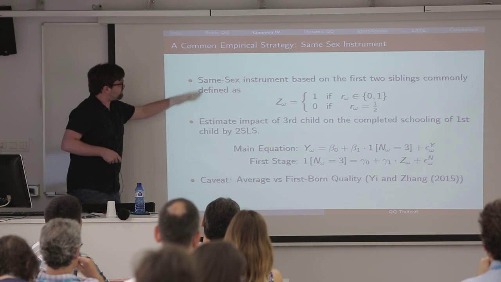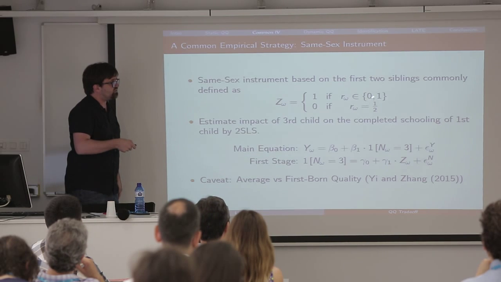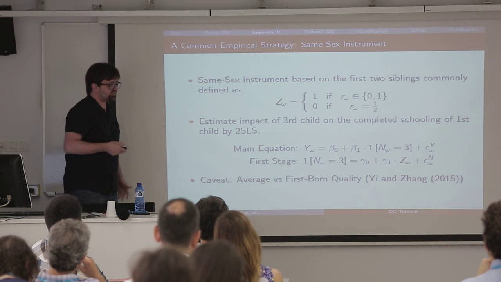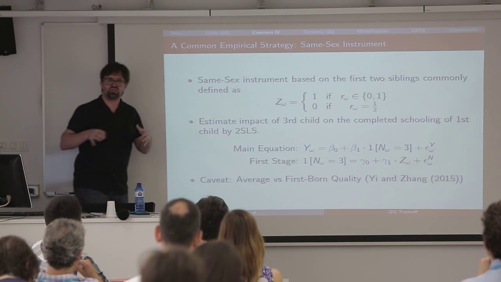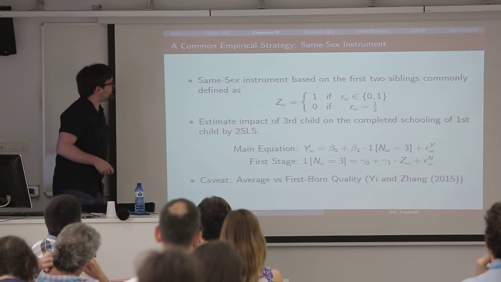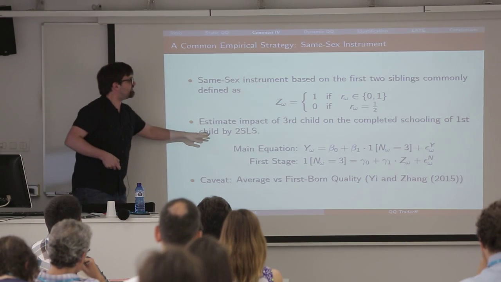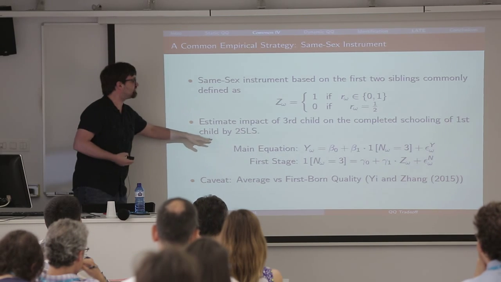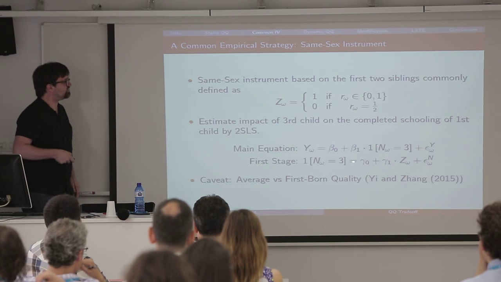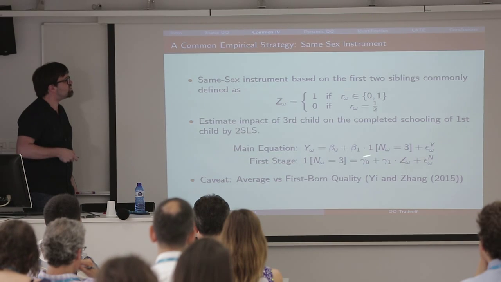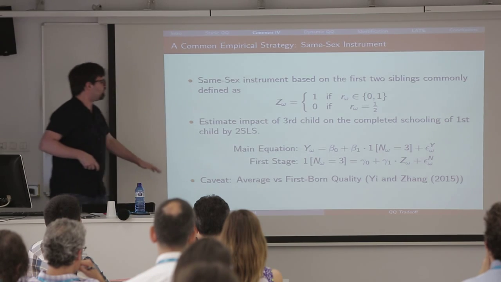But then what people do is they define the same-sex instrument, which is equal to 1 if you have all kids of the same sex, and therefore your r is equal to 0 or 1, or equal to 0 when you have a mixed sex composition in your first two kids. Once people secure this instrument, they estimate the effect of a third child on the completed schooling levels of the first child by two-stage least squares, running something like this. So you have the effect of having 3 instead of 2 on some outcome, completed years of schooling, instrumenting with the same-sex instrument.